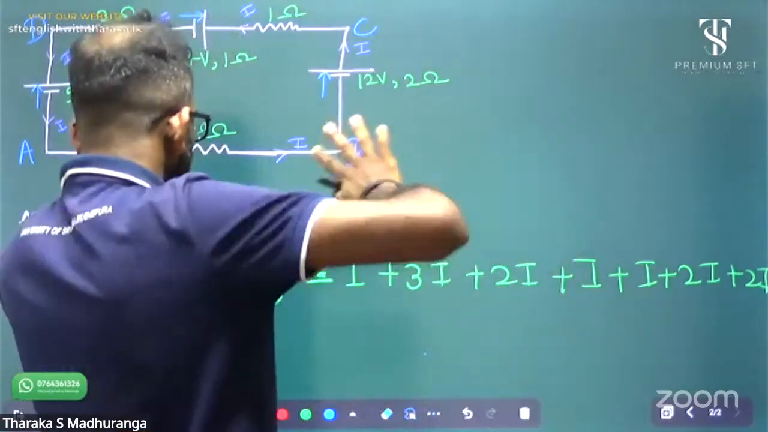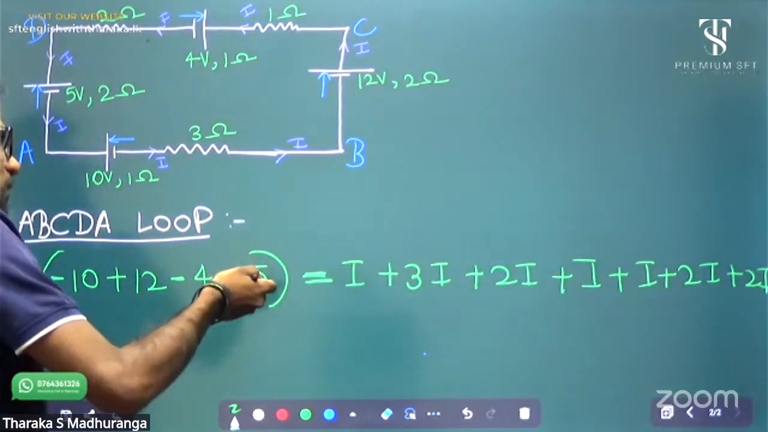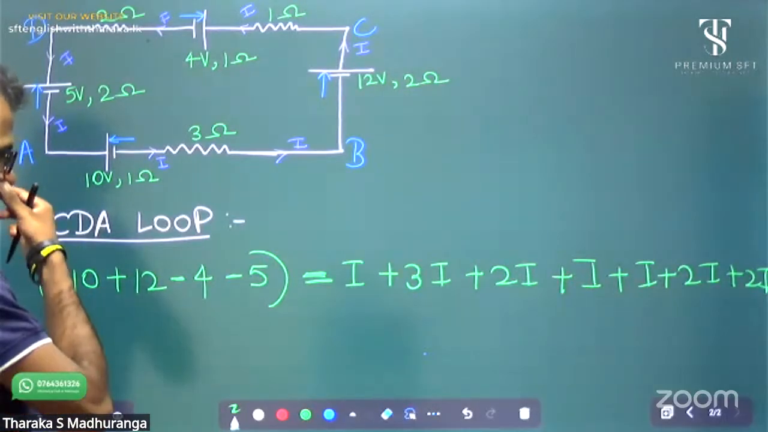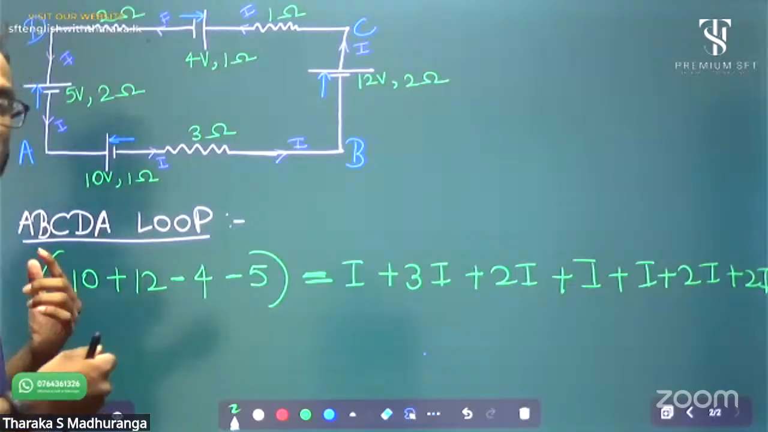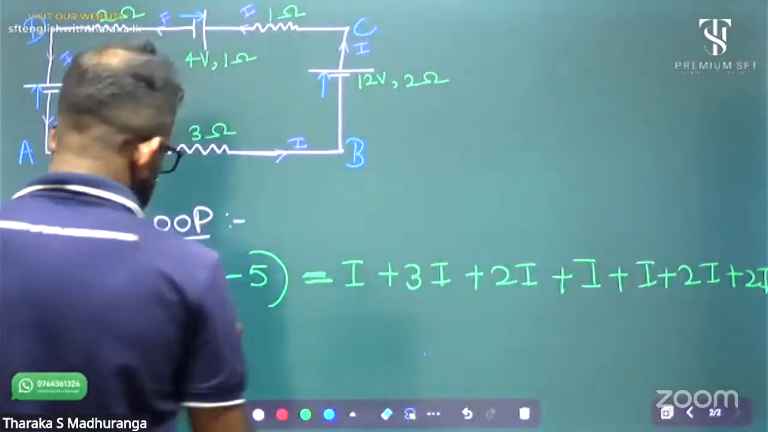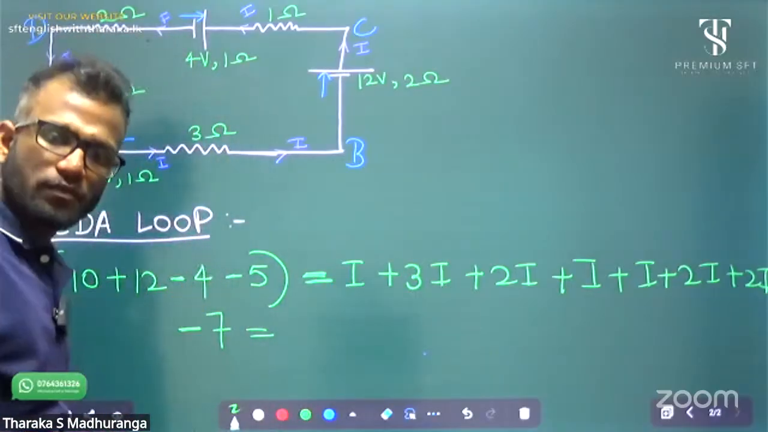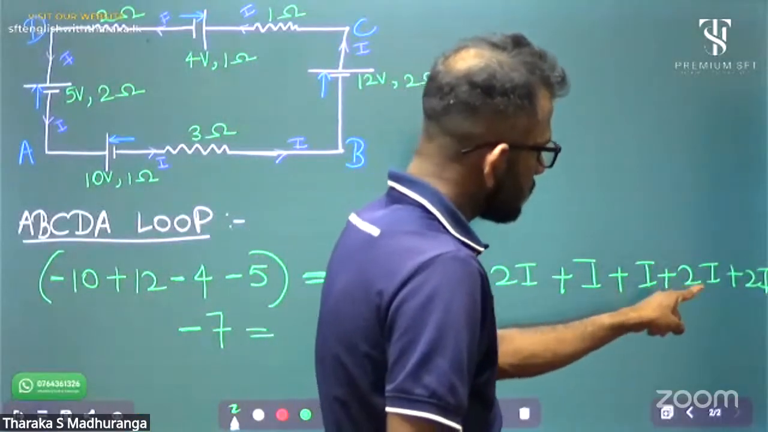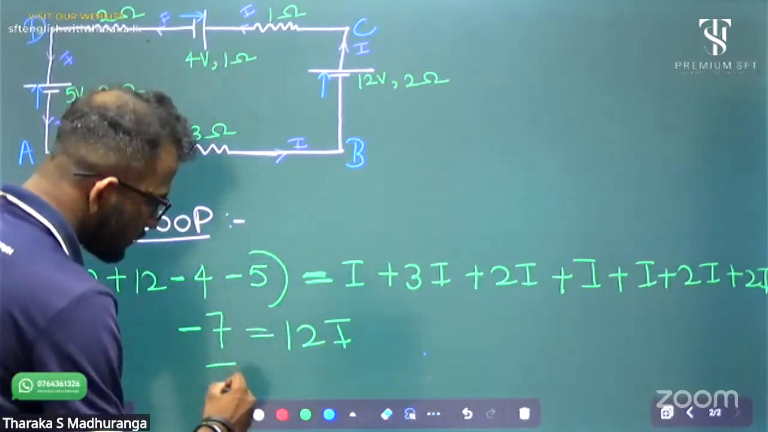IR multiplications equal the electromotive force drops. Minus 10, minus 4, minus 5 gives minus 19. Minus 19 plus 12, minus 7. Good. Minus 7 equals I plus 3I plus 2I and so on, which adds up to 12I.